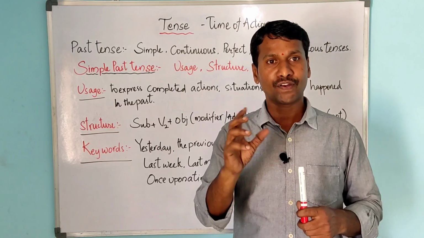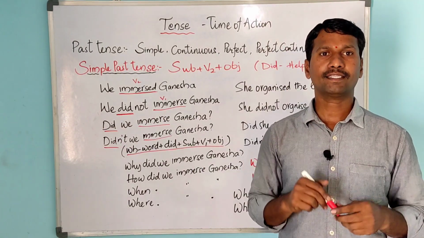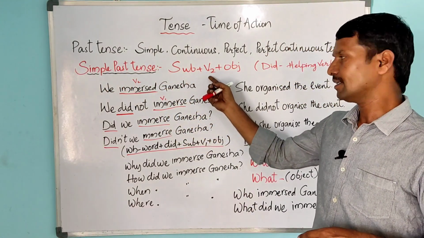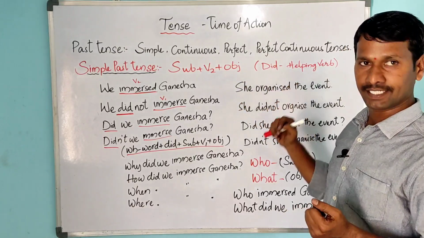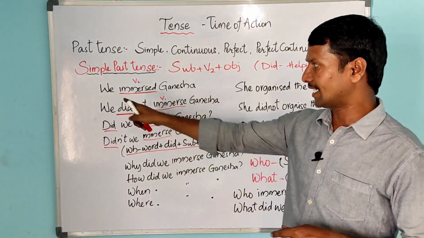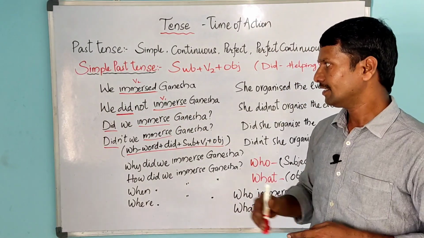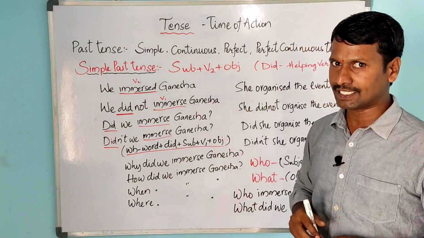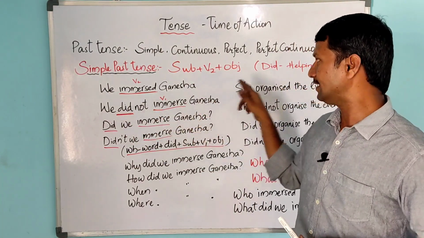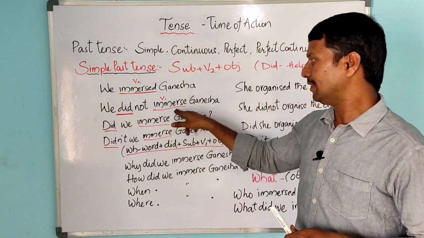Now let's see some examples framed with the structure of simple past tense. Well, here are two examples that express simple past tense. Simple past tense structure: subject plus V2 plus object, and the helping verb is did here. In the example, we immersed Ganesha. We act as the subject here, and immersed is the second form of the verb, Ganesha idol. And this is actually a positive sentence. When we make the sentence negative, did acts as the helping verb in the simple past tense. So: we did not immerse Ganesha.